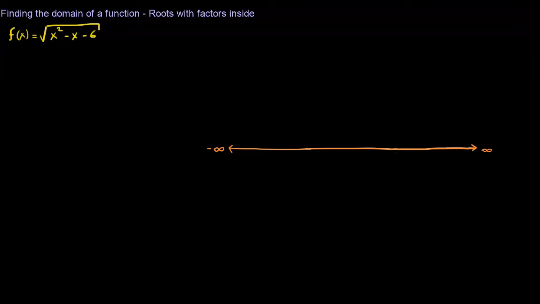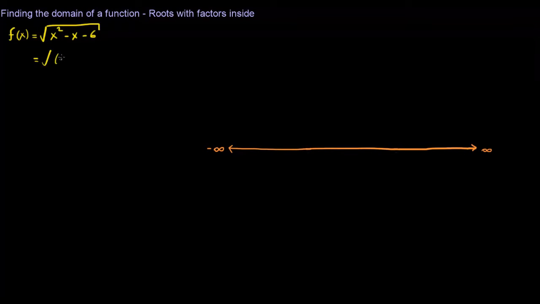I'm going to do here another example of how to find the domain of a function. Here again, it's an example of roots with factors inside. Here we have this root which has inside x squared minus x minus 6. We just have to start out by factoring what's inside the root. So that's what I'm going to do here.